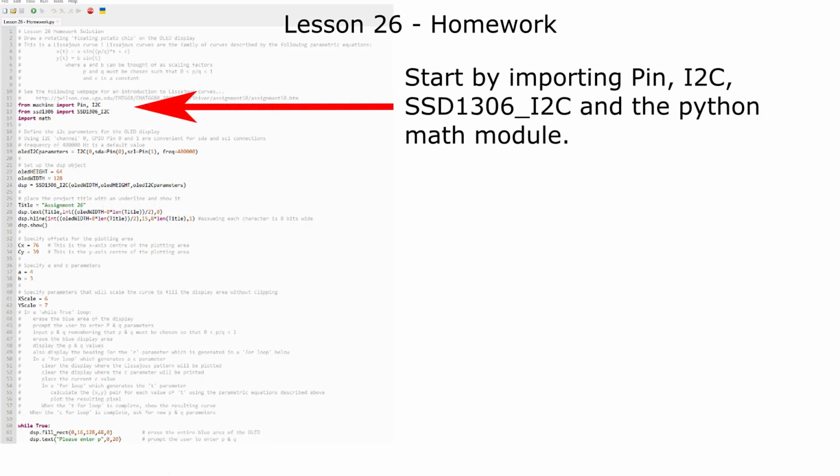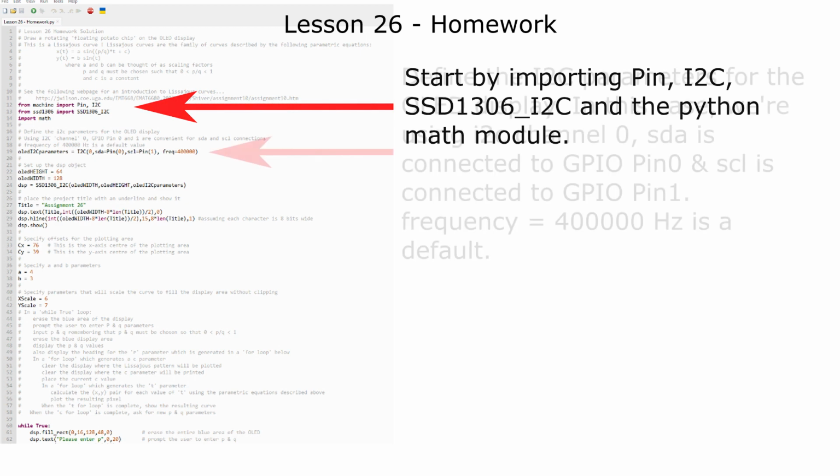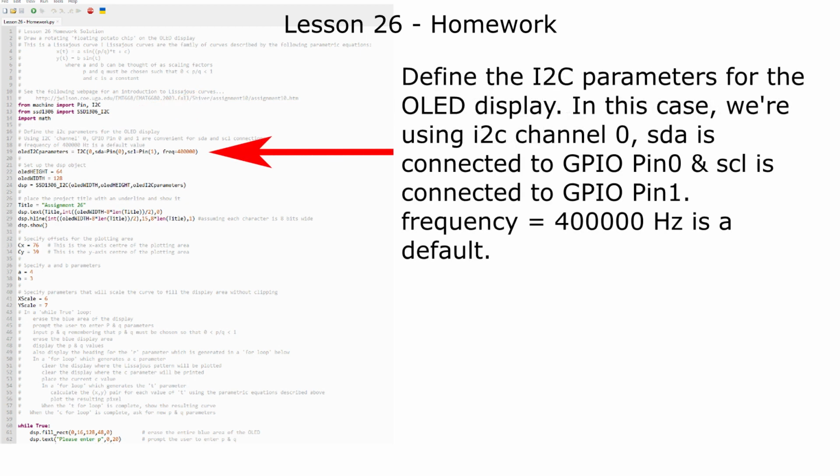We start by importing Pin, I2C, SSD1306_I2C and the Python math module. Then we define the I2C parameters for the OLED display. In this case, we're using channel 0 for I2C, and SDA is connected to GPIO pin 0, and SCL is connected to GPIO pin 1. That 400,000 Hertz frequency is a default.